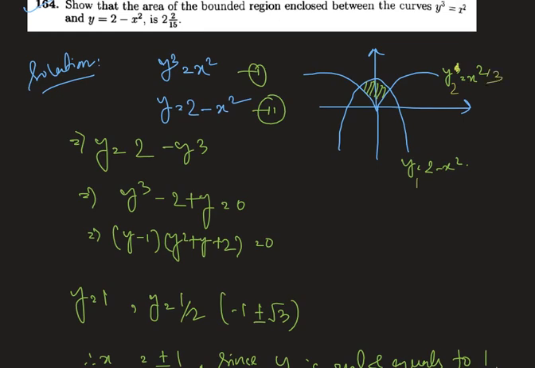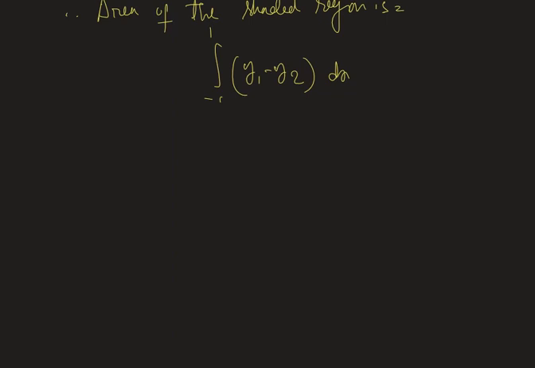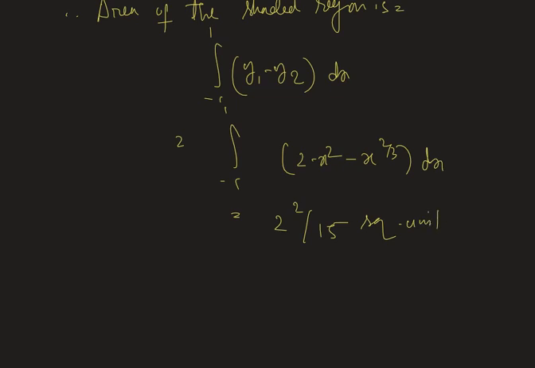Hence, we can write it as the integration from minus 1 to 1 of (2 minus x square minus x to the power 2/3) dx, which results in 2 and 2 by 15 square units. So that's the proof, and that's all for today.